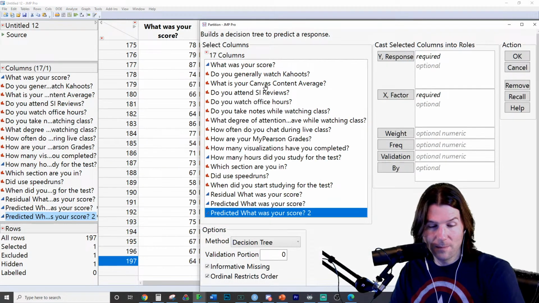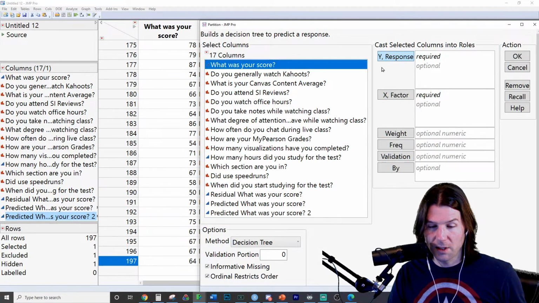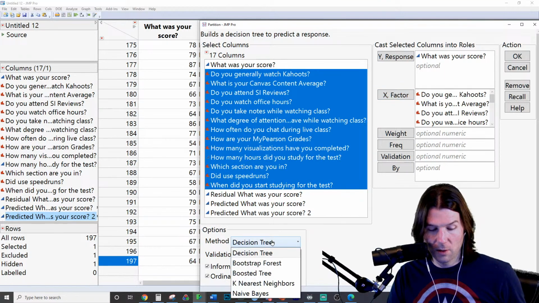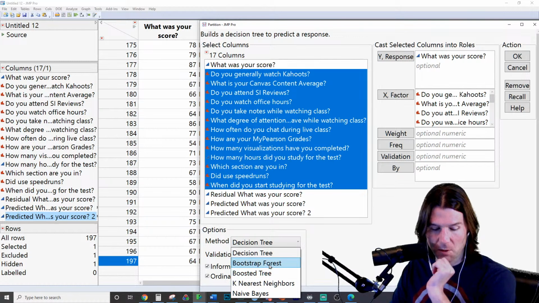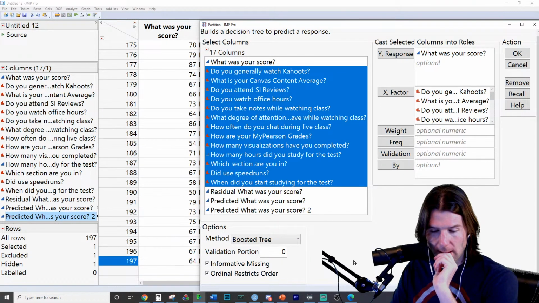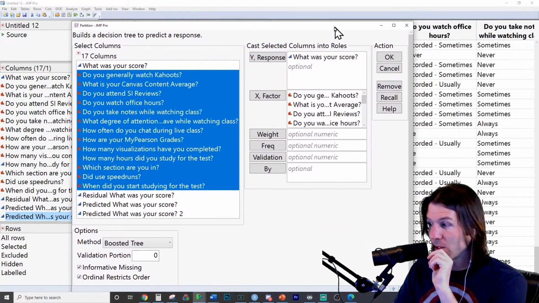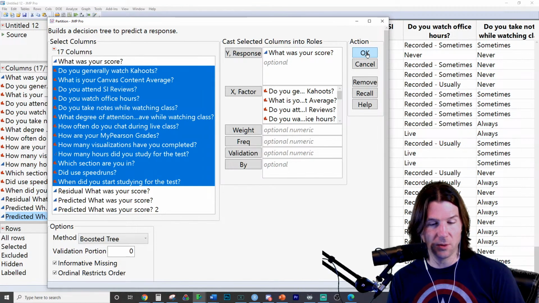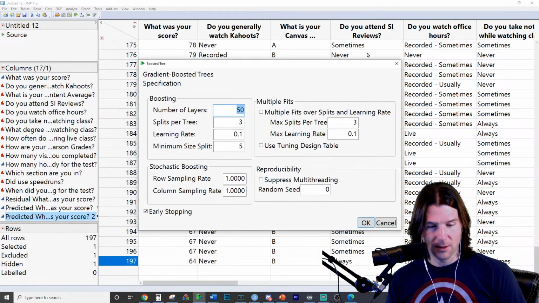So we're going to go to partition, and we are going to predict somebody's score using all this. And we're going to go to the boosted trees. I think we want to go to boosted trees. Yeah. Cool. We won't do a validation. Sorry, Dr. Peach, we're not going to do validation. Too much. Kirsten, that's awesome. We can do bootstrap trees too and boosted trees. Okay. So let's see what happens here.